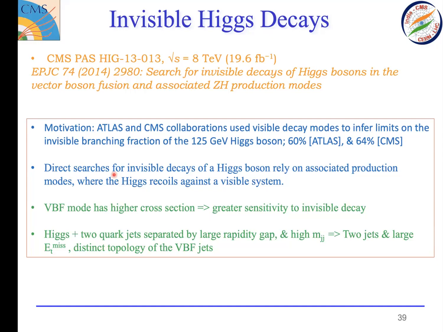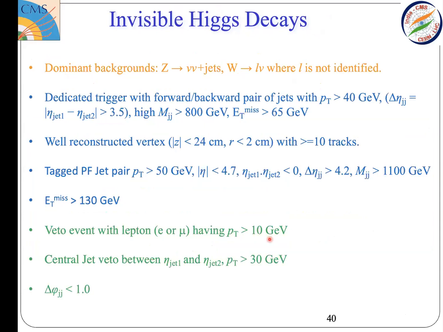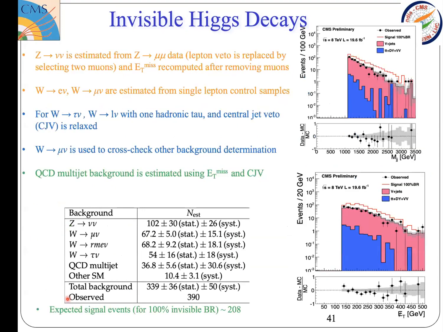Since it's the invisible decay of the Higgs in VBF, we are looking for two quark jets separated by a large rapidity gap with high invariant mass and a central jet veto, things like those. And of course, high missing transverse energy. So this is the event selection. I'm not going to go into that, but it has to be consistent with this VBF production mode with large missing transverse energy. And this delta phi JJ has to be less than 1 also in this one. So, okay, I'm just coming directly to the results.